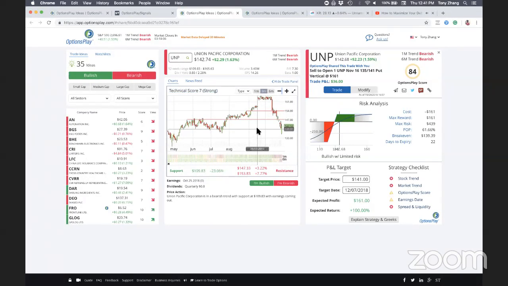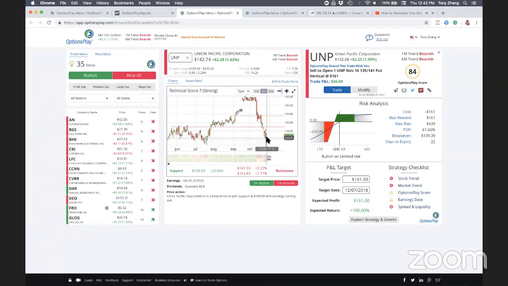As you can see, this 140 was a previous resistance level back here in April, May. It broke above it, and then became support here in May, June, July, and then it kind of bounced off that level again. So this is that bottoming that we're seeing in Union Pacific.